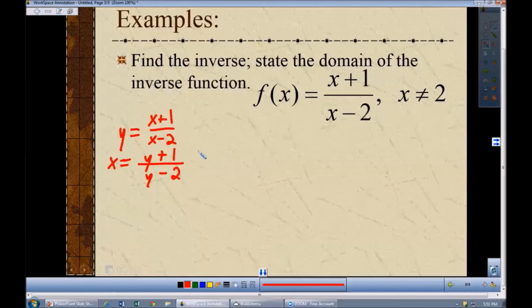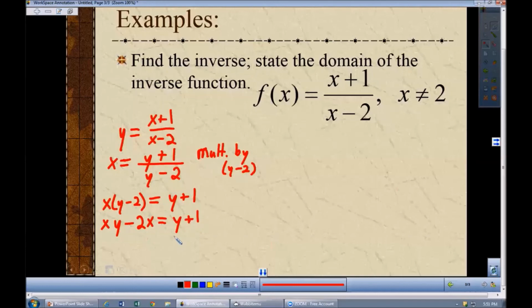First, I'm going to multiply by the LCD. Multiply both sides of the equation by the common denominator, which is y minus 2. We'll have x times y minus 2. And when we multiply the right side times y minus 2, the denominator will cancel. We'll have y plus 1. Our next step, I'm going to distribute x. We'll have x times y minus 2x equals y plus 1.